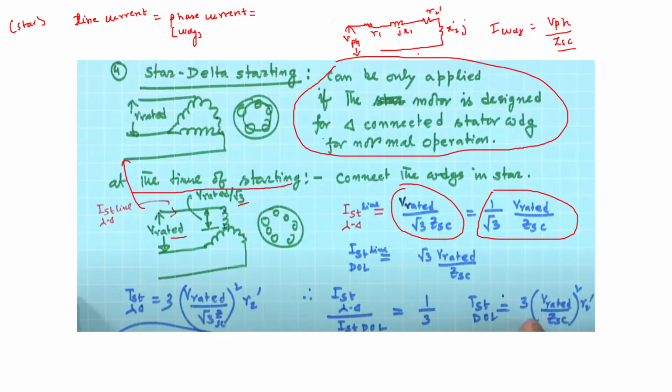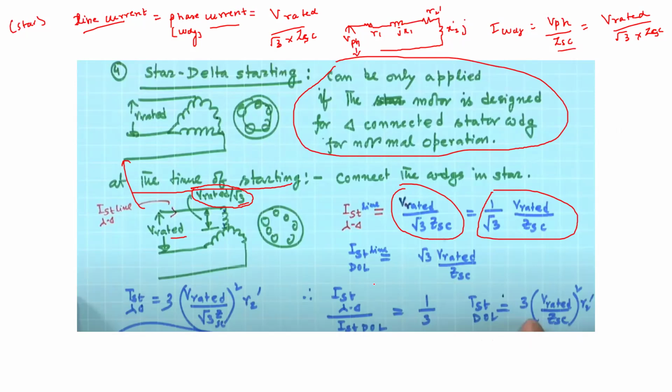But what is V phase? We can see that V phase is rated voltage by root 3, right? So this is V rated by root 3 into ZSC. And because line current is equal to phase current for star connection, the line current also becomes V rated by root 3 into ZSC. So the starting current with the star connection becomes 1 by root 3 into V rated by ZSC.